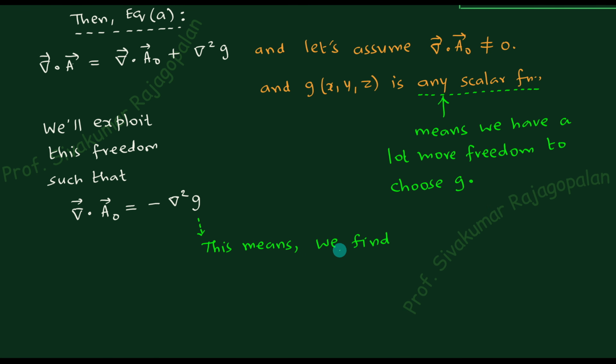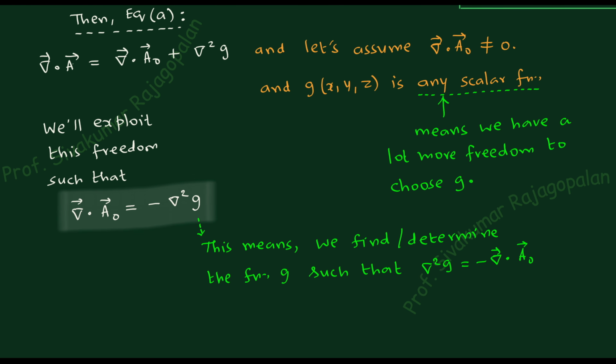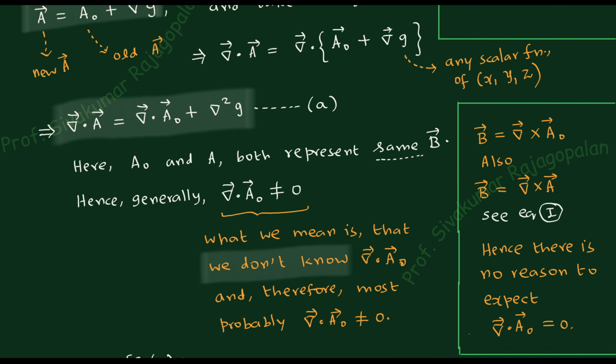This means that we would be able to find the function G such that del square G is exactly the negative of the divergence of A naught. So the purpose is clear: the right hand side is going to 0. And the right hand side going to 0 means our mathematics is becoming simple.